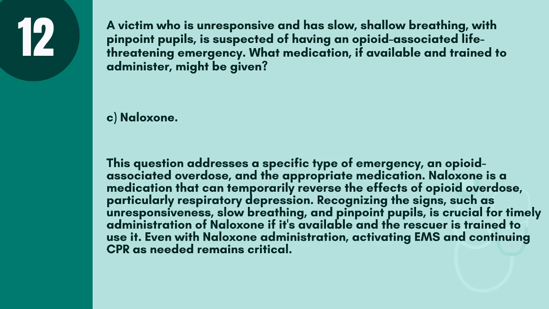Answer: C. Naloxone. This question addresses a specific type of emergency, an opioid-associated overdose, and the appropriate medication. Naloxone is a medication that can temporarily reverse the effects of opioid overdose, particularly respiratory depression. Recognizing the signs, such as unresponsiveness, slow breathing, and pinpoint pupils, is crucial for timely administration of naloxone if it's available and the rescuer is trained to use it. Even with naloxone administration, activating EMS and continuing CPR as needed remains critical.